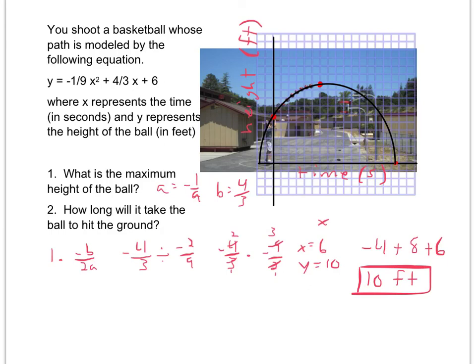Number 2 asks how long will it take for the ball to hit the ground? If it's asking how long for the ball to hit the ground, I have to think about what that means for the height of the ball. The height when it hits the ground is going to be 0. So I'm going to solve this by looking at my graph here and figuring out when does the height equal 0 in my seconds. Well, that's 1, 2, 3, 4, 5, 6, 7, 8, 9, 10, 11, 12, 13, 14, about 15 seconds to hit the ground.